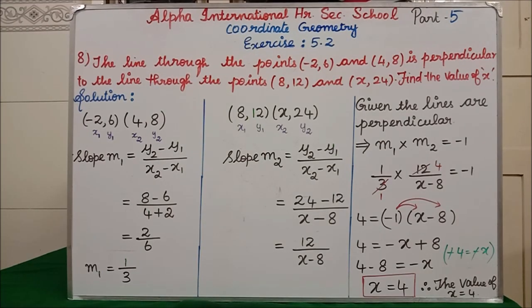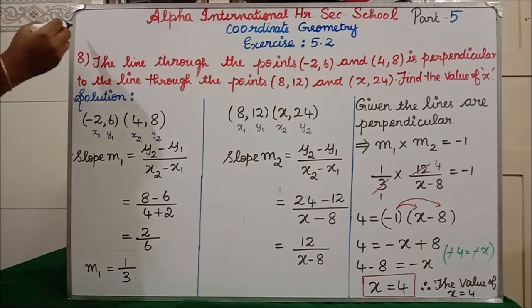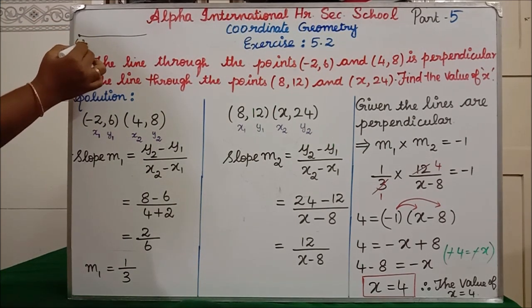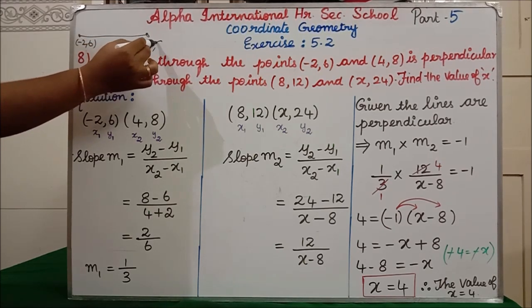This is our 8th question. The line through the points minus 2, 6 and 4, 8 is perpendicular to the line through the points 8, 12 and x, 24. See the first 2 points. What are the first 2 points they have given? Minus 2, 6. So in this line we will take minus 2, 6 here. Here we have 4, 8.